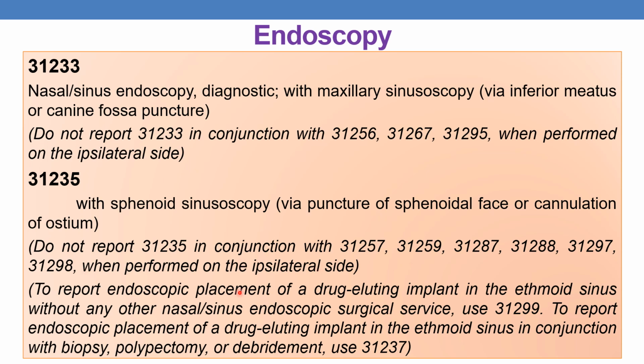And to report endoscopic placement of a drug-eluting implant in the ethmoid sinus without any other nasal sinuses, endoscopic surgical services, use 31299. And to report endoscopic placement of drug-eluting implant in the ethmoid sinus in conjunction with biopsy, polypectomy or debridement, in such case, you need to report 31237.